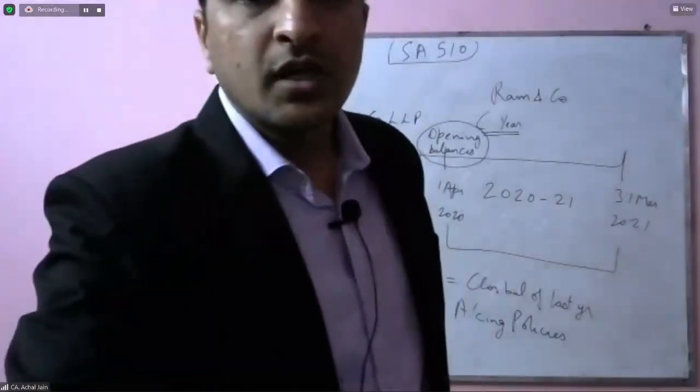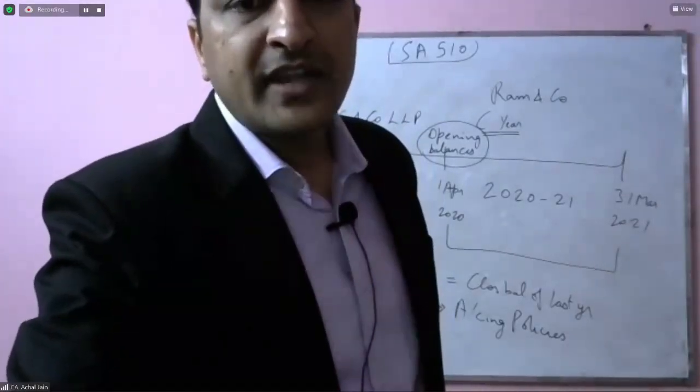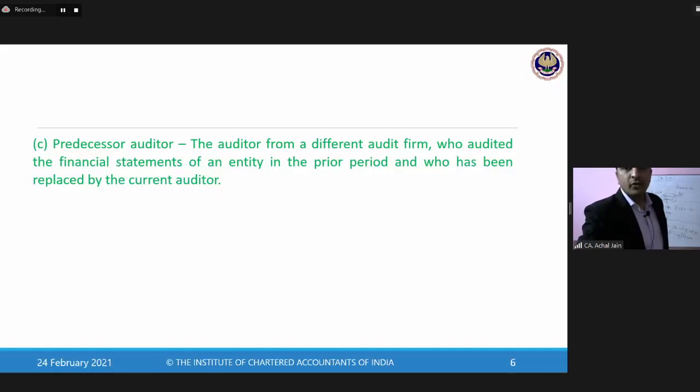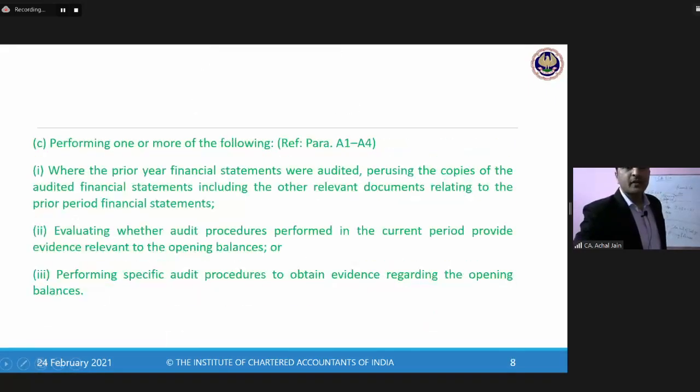Let's move on to the third audit procedure, which the standard also specifies in respect of audit of such type of opening balances. And in respect of the third procedure, if you can look at the screen, the standard says perform one or more of the following. Means along with these two, one or more of these procedures will have to be performed. So let's understand what these procedures are.